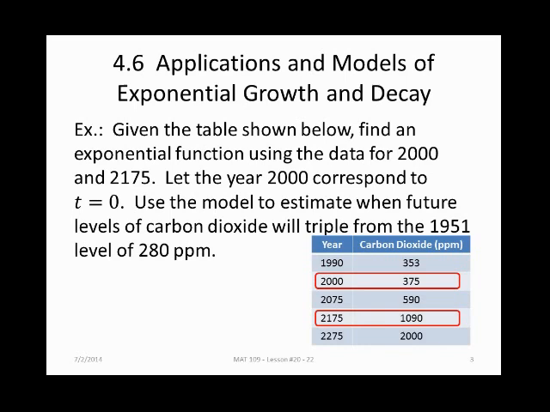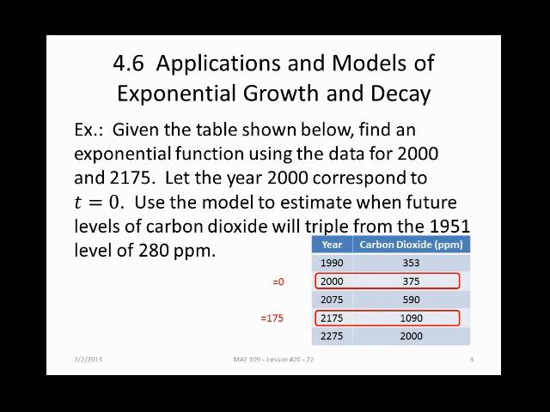However, we're not going to use the years for our time variable. Time instead is going to start at 0 for the year 2000. So 0 and 375 will be that point for that year. Therefore, for the other point, instead of 2175 and 1090, we're going to have 175 and 1090. This shifting of the axis just allows us to work with smaller numbers, and that's convenient. It's not required, but it's convenient.